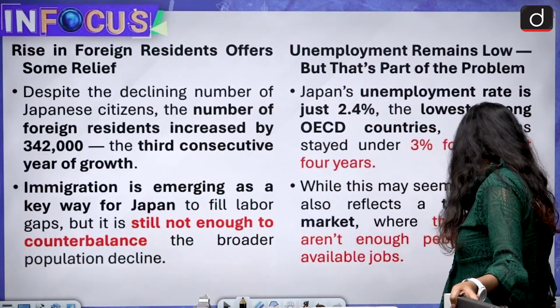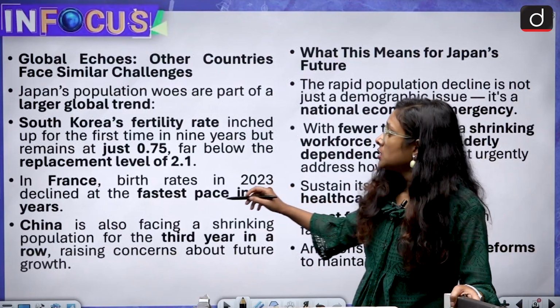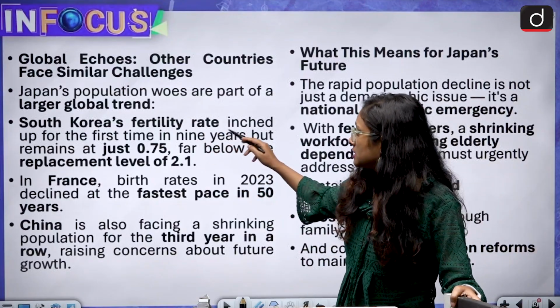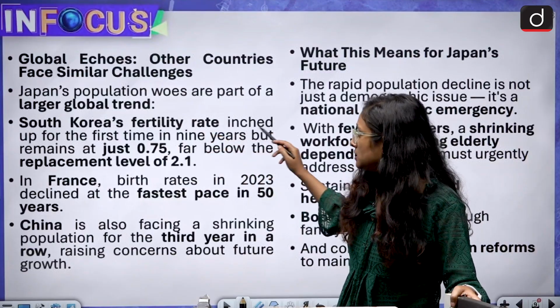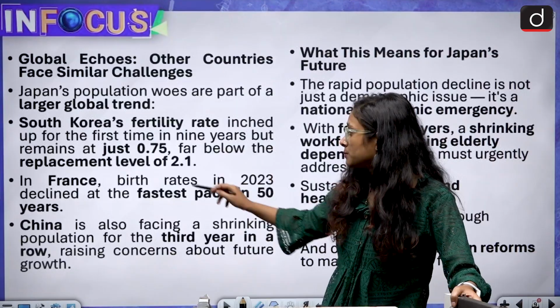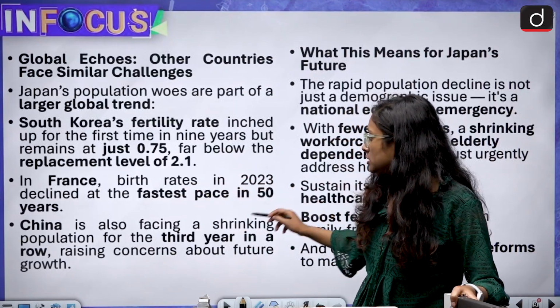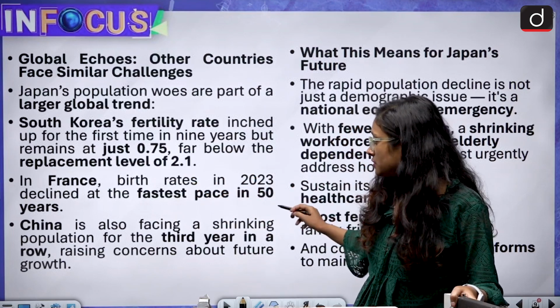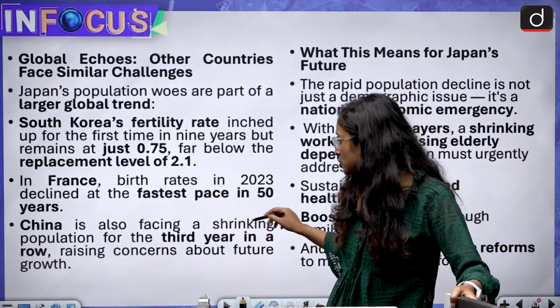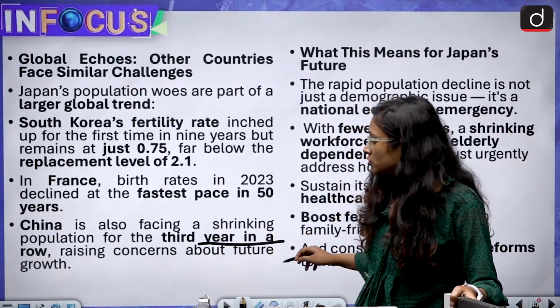Then if you see it in the context of other countries, South Korea's fertility rate inched up for the first time in 9 years, but remains at just 0.75, far below the replacement level of 2.1. In France, birth rates in 2023 declined at the fastest pace in 50 years. China is also facing a shrinking population for the third year in a row, raising concern about future growth.